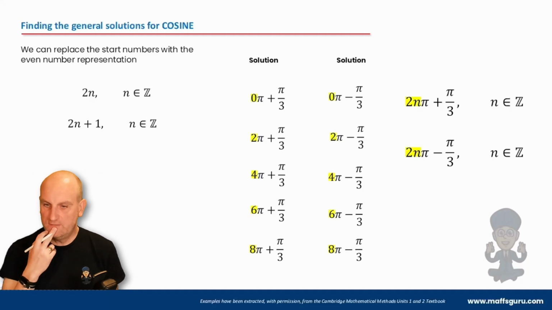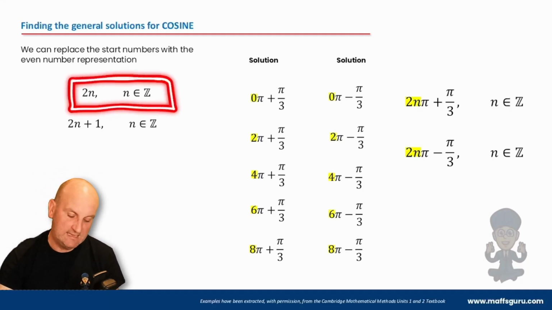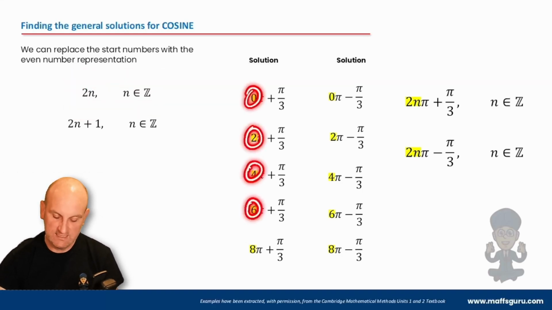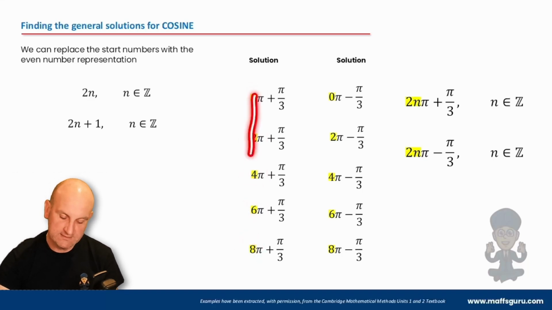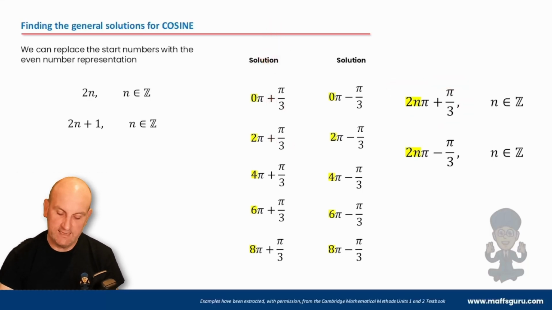Well, let's now have a look at the fact that we've got even numbers, right? So we now know that we can get our even numbers by basically replacing it with 2n. So there's 0, 2, 4, 6, 8. I can replace all of these numbers here by 2n. So I've now got 2n pi. So there's 2n pi plus pi on 3. So all of these numbers here are created by using 2n pi plus pi on 3.